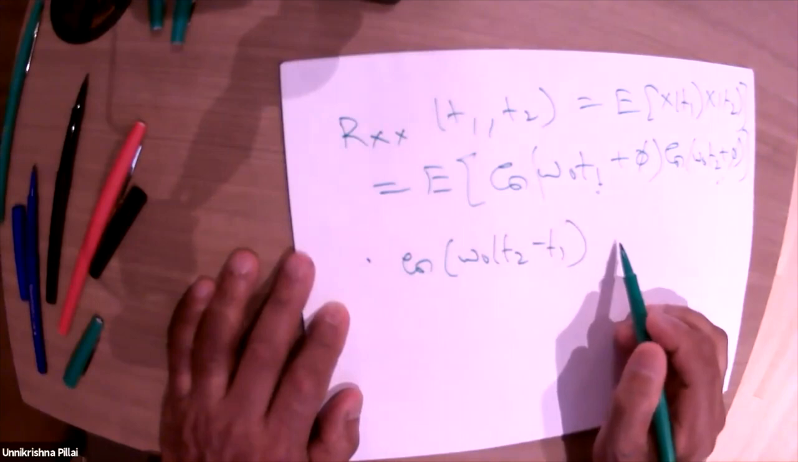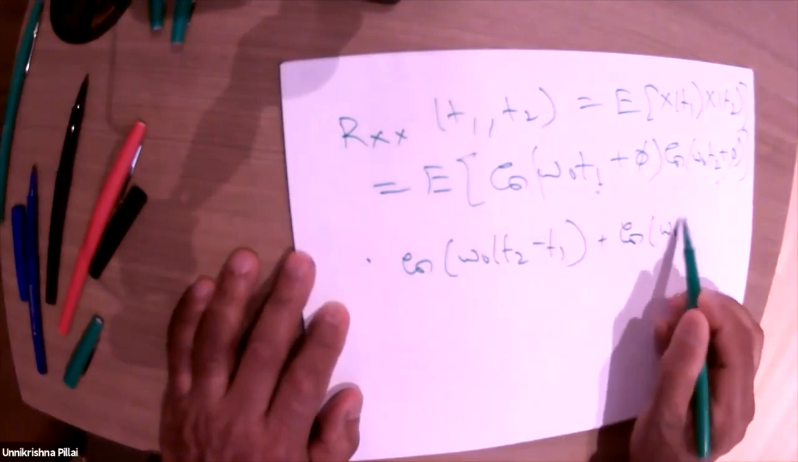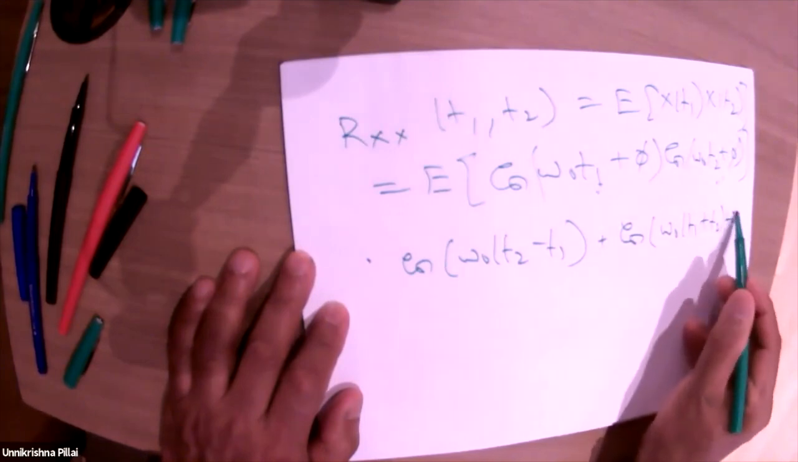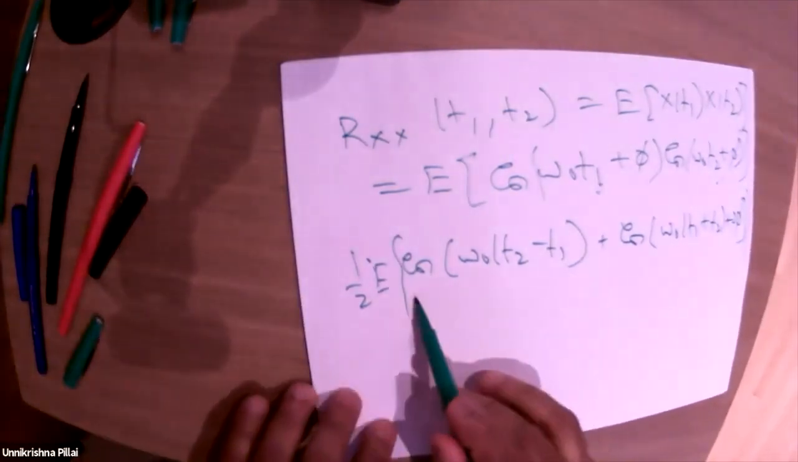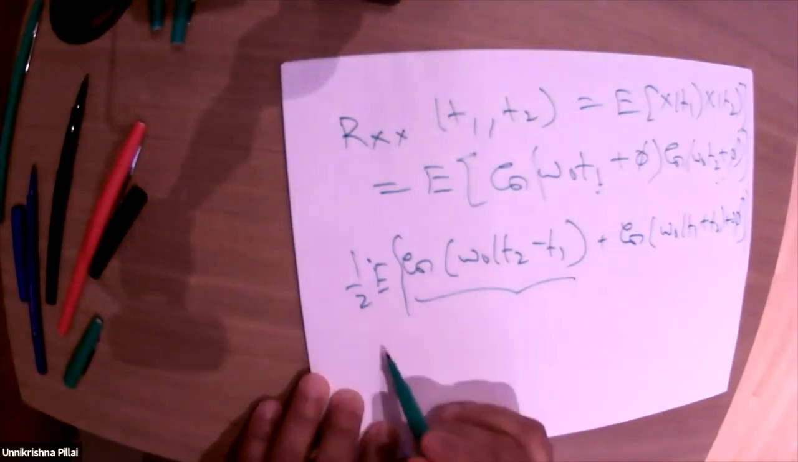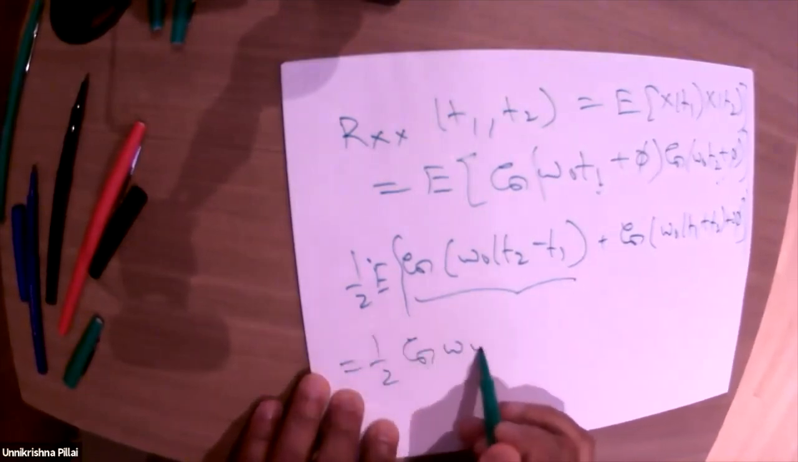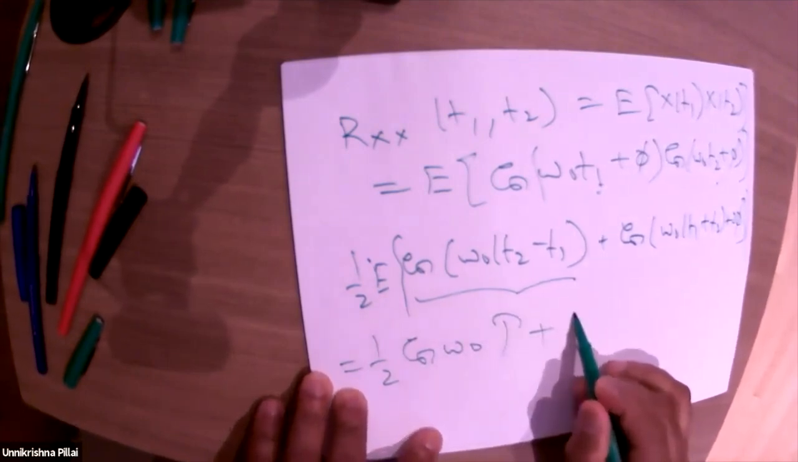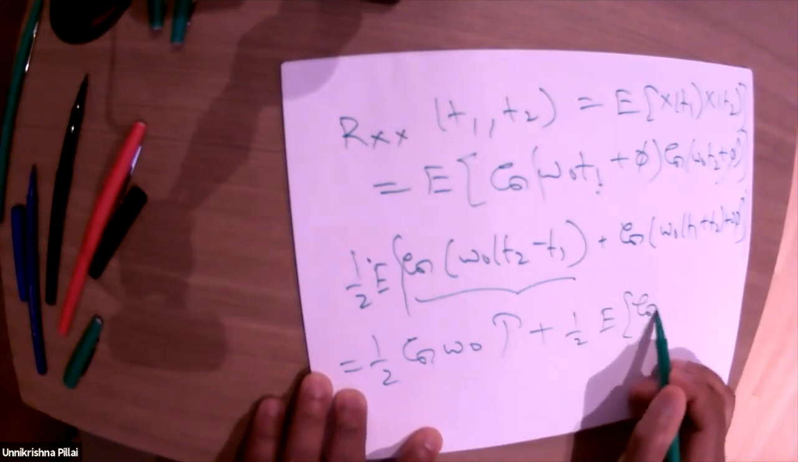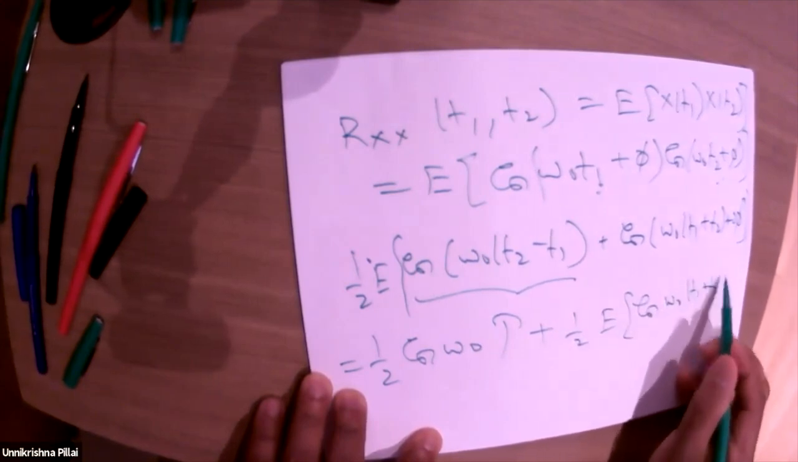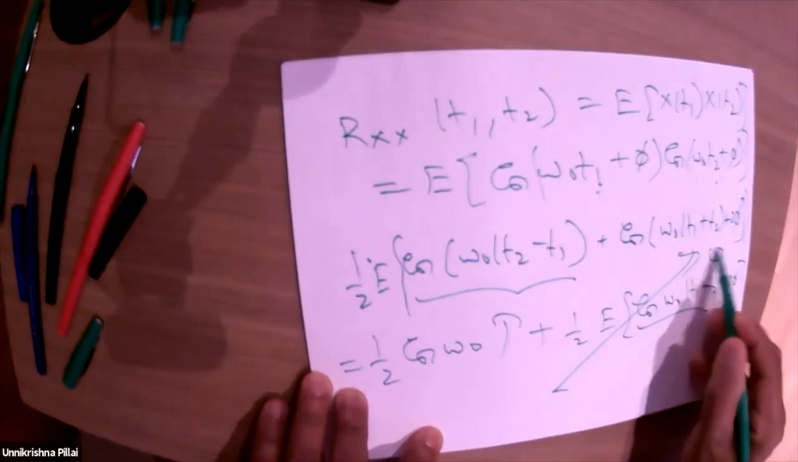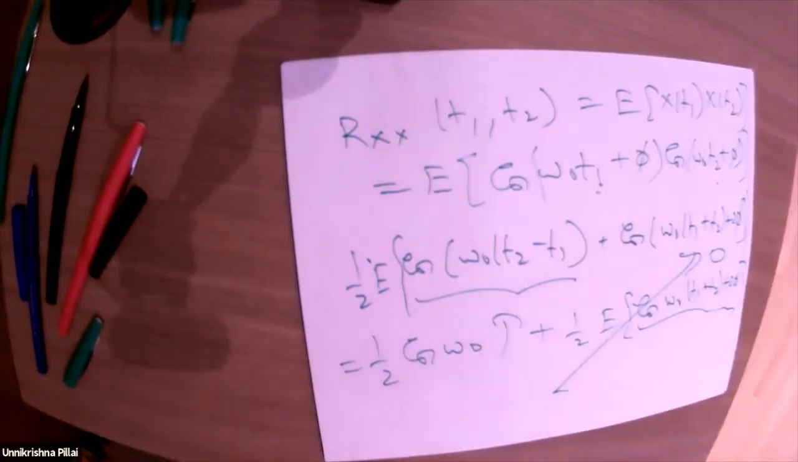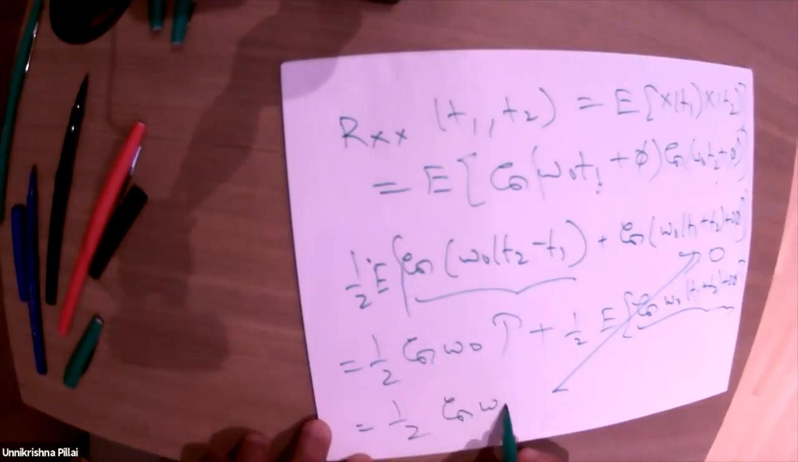Plus or minus? Plus cos(A plus B), divided by 2. But look here, this is a constant because there is no phi. So that goes outside. So you get half cos omega naught tau plus half expected value of cos(omega naught (t1 plus t2) plus 2 phi). I'm going to ask you to go home and expand this and see that this goes to zero. But you have to show that, because you can expand this just the way I did it in the previous slide. So the autocorrelation function will turn out to be half cos omega naught (t1 minus t2).